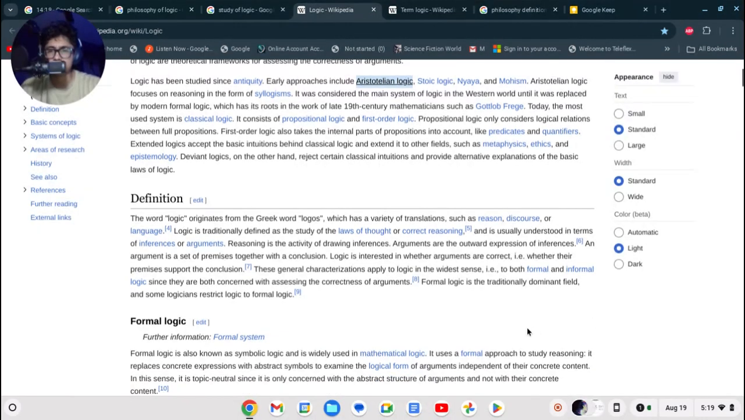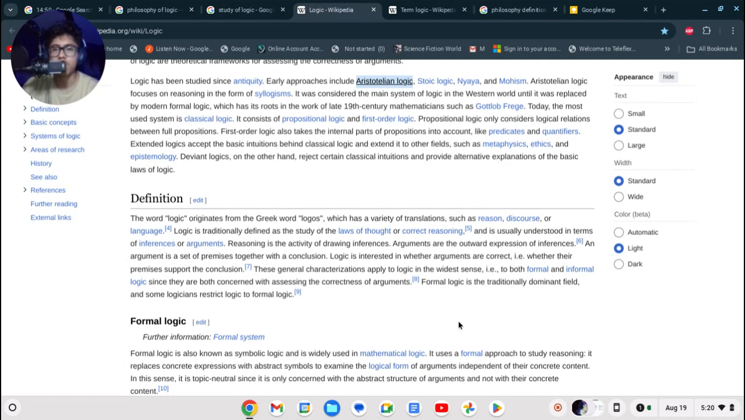The word logic originates from the word logos, which has a variety of translations such as reason, discourse, or language. Logic is traditionally defined as the study of the laws of thought or correct reasoning, and is usually understood in terms of inferences or arguments. Reasoning is the activity of drawing inferences. Arguments are the outward expression of inferences, and an argument is a set of premises together with a conclusion. Logic is interested in whether arguments are correct, whether their premises support a conclusion.